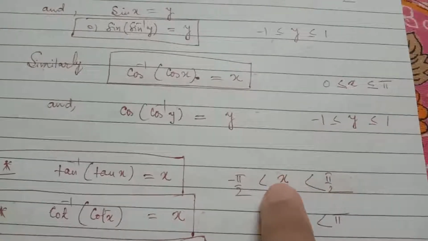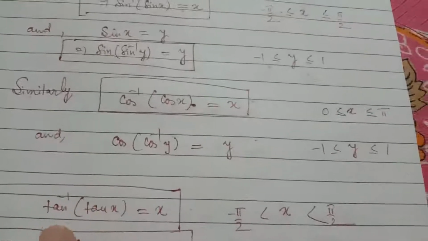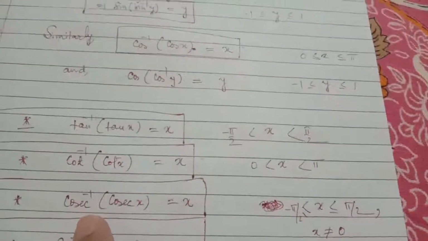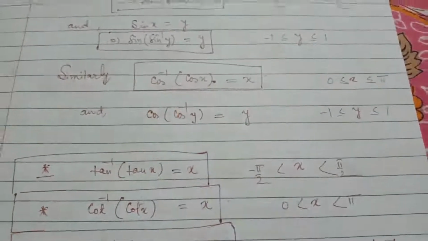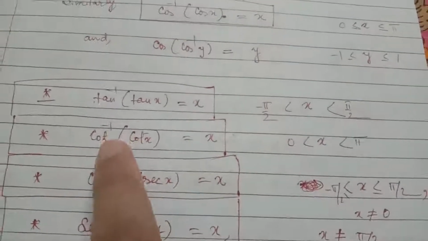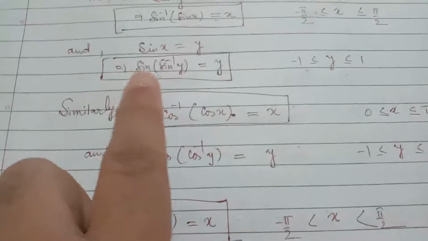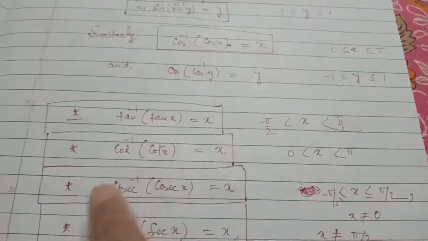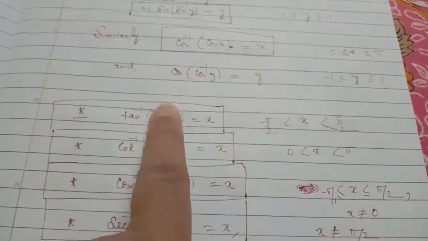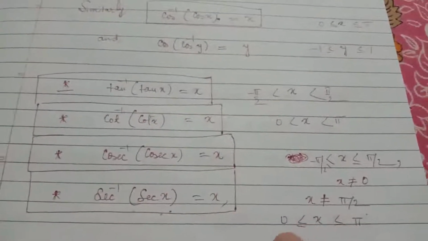The range is very important. For sine inverse, tan inverse and cosec inverse, the range is in between -pi/2 and +pi/2. And for cos inverse, sec inverse and cot inverse, the range is between 0 and pi. You have to remember. So sine inverse of sin x is x, tan inverse of tan x is x, cot inverse of cot x is x, cosec inverse of cosec x is x, etc. This is true for all inverse trigonometric functions, but you have to remember the range.